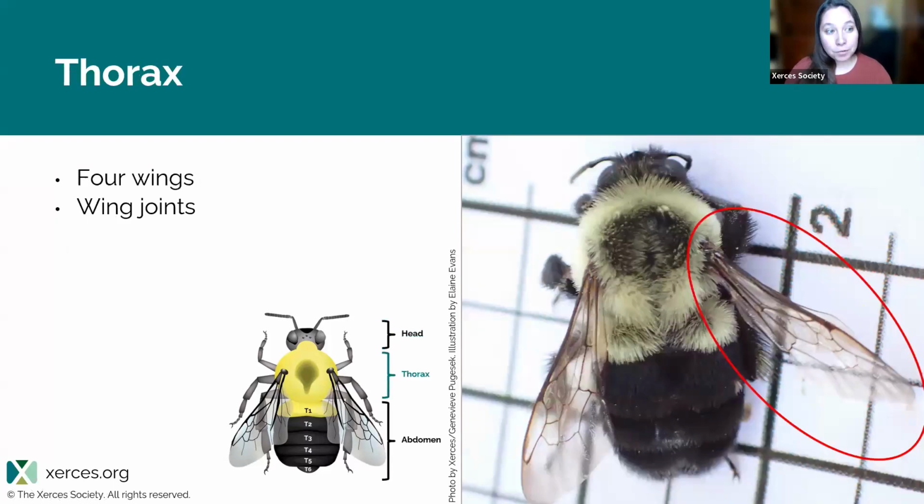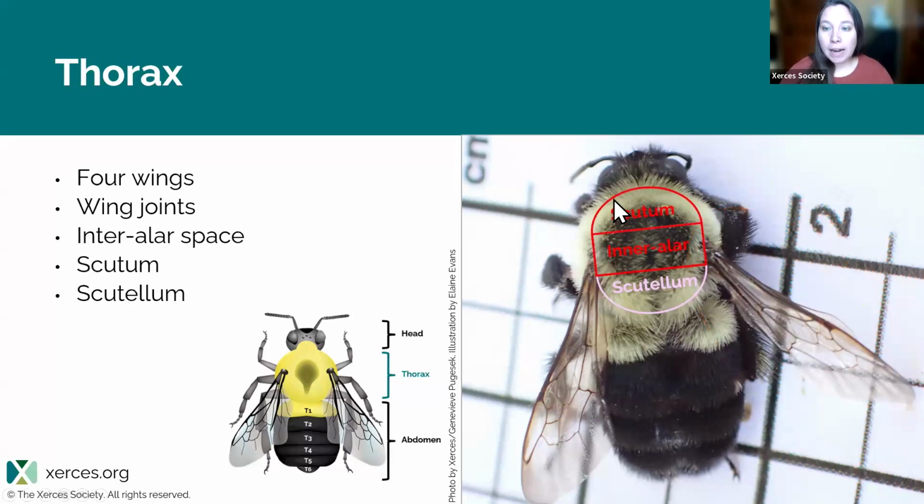Right, now we can move on to the thorax. So the thorax of the bee is where the wings attach. As I mentioned previously, bumblebees have four wings. They have two pairs of wings. And where they attach to the thorax is referred to as the wing joint.